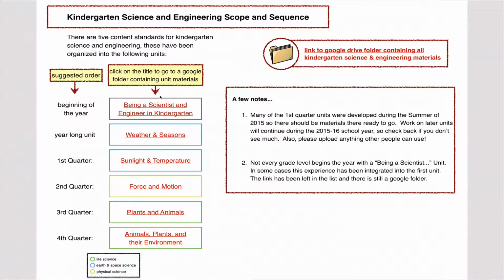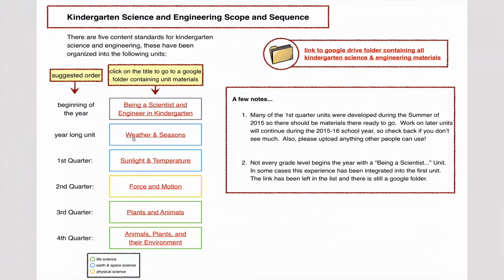The Being a Scientist unit, some grade levels have developed that. They start off with a unit that focuses on how we do science and engineering, and others have that wrapped up into some of the other units in that grade level. So that's in every grade level, but not every grade level has materials in that unit.